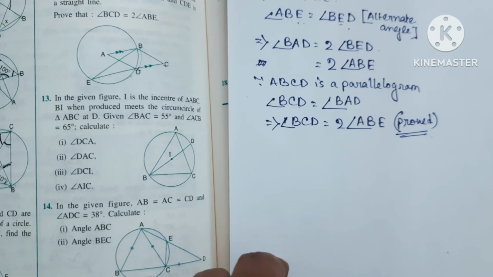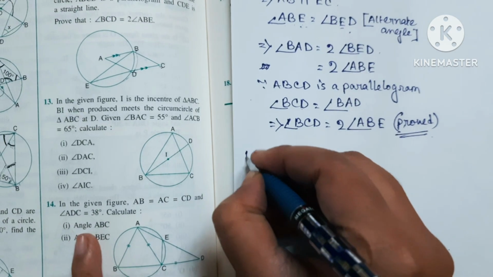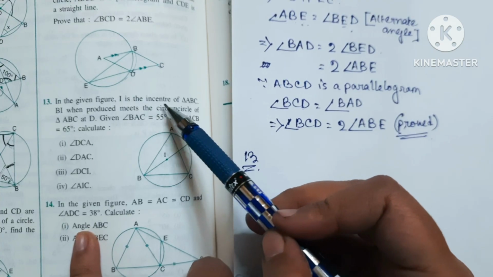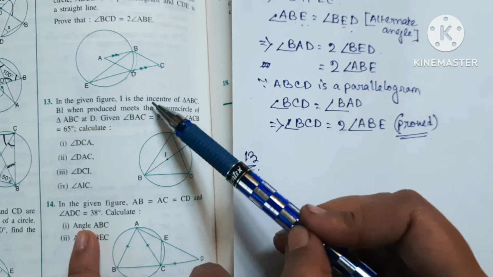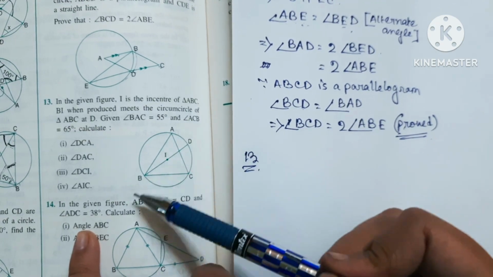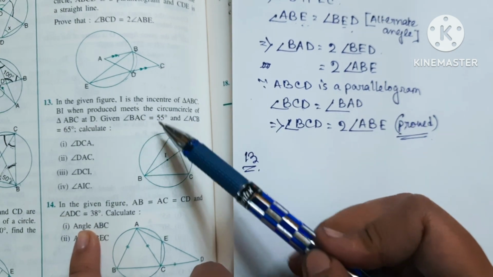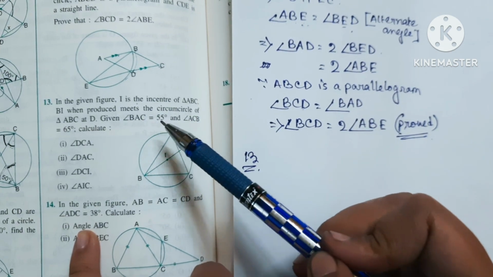Okay, so question number 13. Here you need to understand one thing, that is, what do you mean by incenter? See, in the given figure, I is the incenter of triangle ABC. Incenter means that special point where all three angular bisectors of a triangle meet.